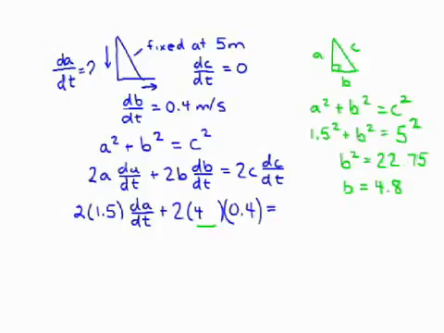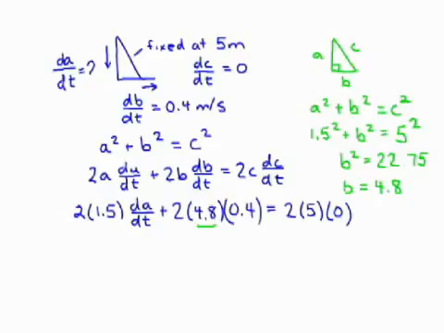So I have 2 times 4.8 times 0.4. That 0.4 was our dB/dt provided in the original question. And that's equal to 2 times c, which is 5, times dc/dt. Again, dc/dt is 0 because our ladder is of a fixed length. It is not changing, so there's no rate of change of c with respect to t. Or I could say that rate of change is 0.